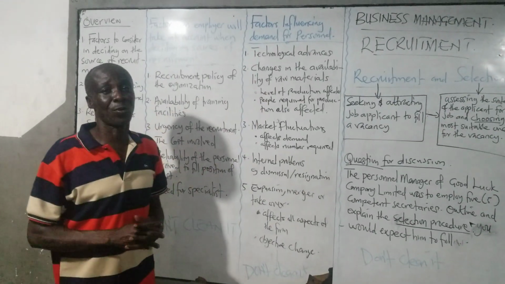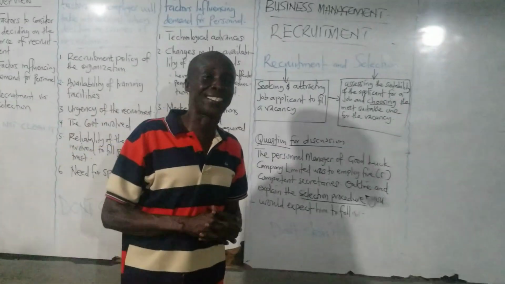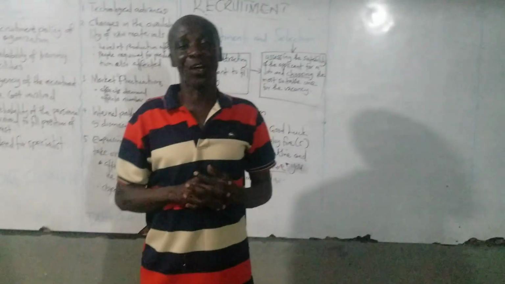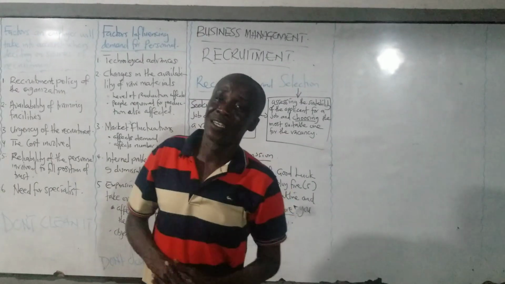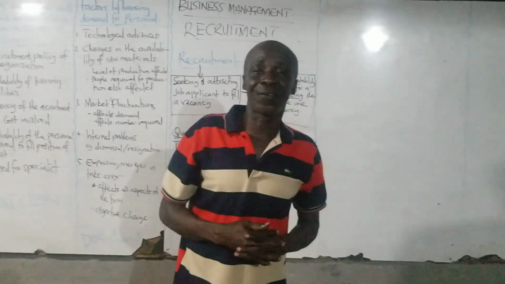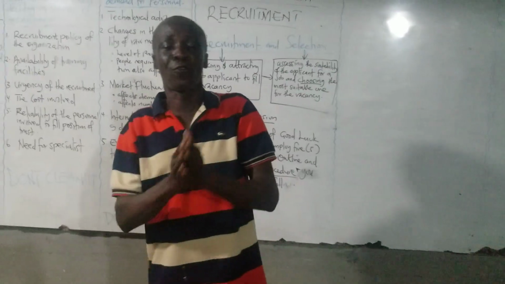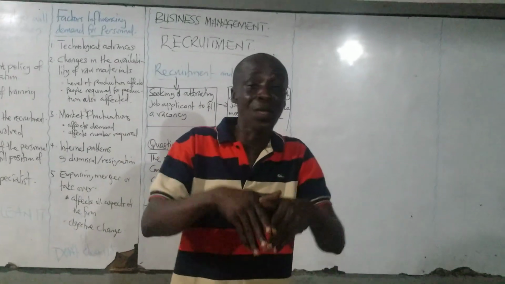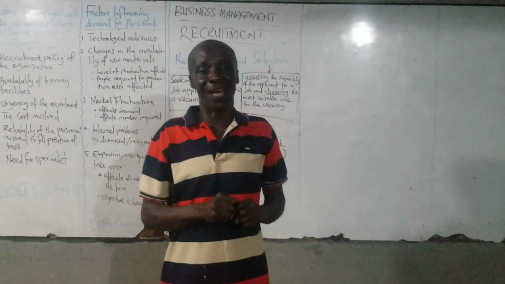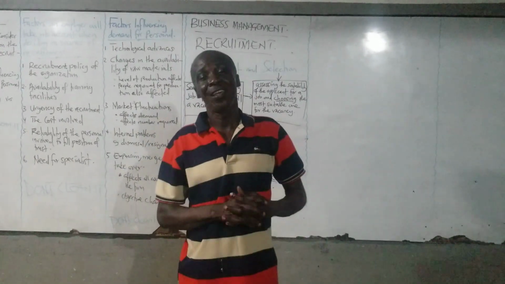The next one, very simple, straightforward, has got to do with changes in the availability of raw materials. Now, if you want to produce a particular product, you certainly need raw materials. There are certain times you want to produce 100,000 units, but raw materials may not be available. Even though you have the money, if the raw materials had been available, you would have been able to produce 100,000. But the raw materials are not there.